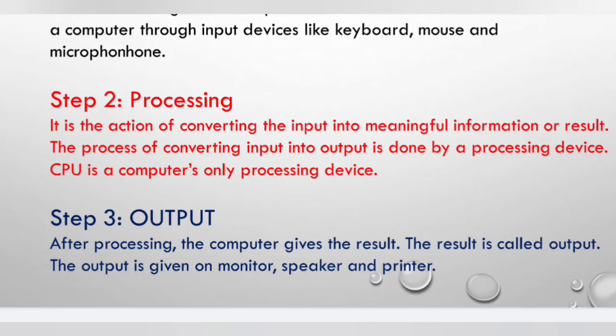Whenever the user gives data and instructions to the computer, that is input. Whatever actions are taken by the computer, that is the process. Whatever results are given by the computer after processing, that result is called output. The output is given on a monitor, speaker or printer.